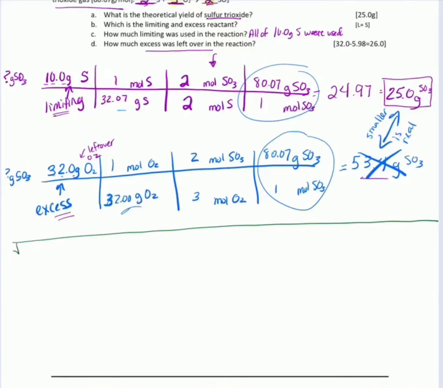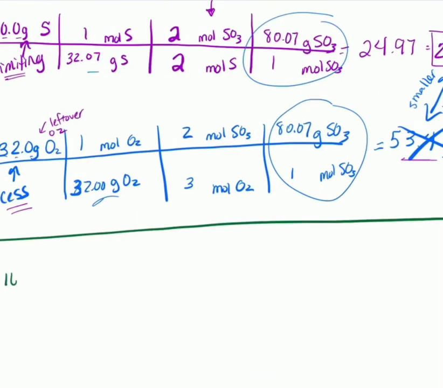That's the first part, and this is for part D. This is for parts A through C. We're going to figure out on this problem how many grams of oxygen were used. This time, we're going to say we know that we used 10.0 grams of sulfur. We want to know how much oxygen did that sulfur use up.